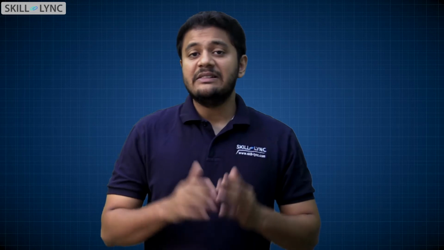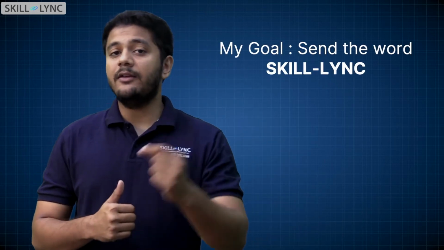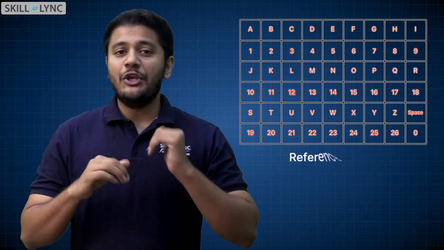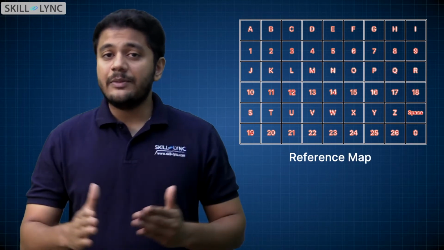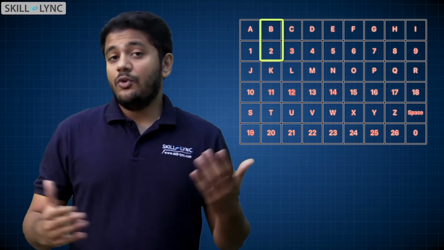Let's take a look at an example to see how this works. Let us say that I am in Chennai and I am trying to send the word Skill-Lync to my friend. First, I would convert the letters into numbers using a reference map. Here, I'm just going to assign the alphabets a series of numbers from 1 to 26. So A would be 1, B would be 2, and so on.